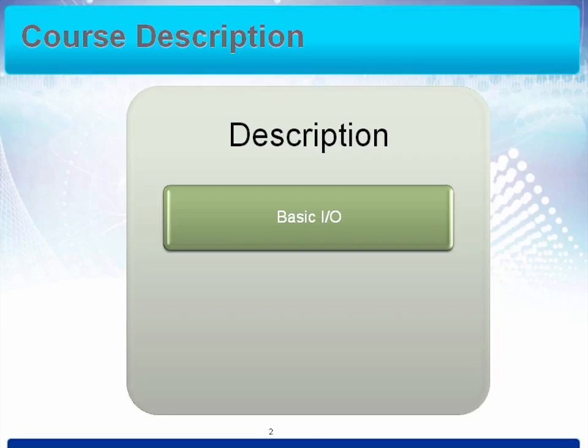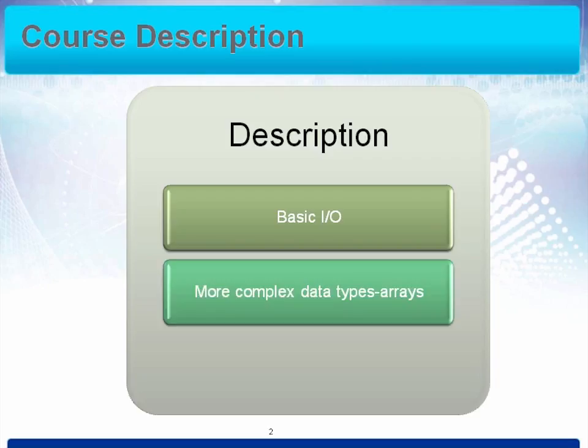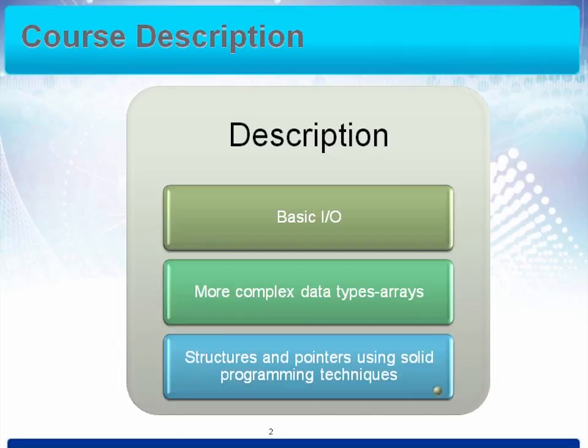This course is going to go over basic I/O and the more complex data types such as arrays, structures, pointers, and we're going to be talking about solid programming techniques. This becomes particularly important in C, especially when we start moving into the area of pointers, which is where you know exactly where something is stored and can access it by knowing that memory address. And that can get you into a little bit of trouble if you're not really aware of what's going on. So we're going to talk in great detail about the stack and what's really going on when we call functions and what's happening when you deal with pointers.